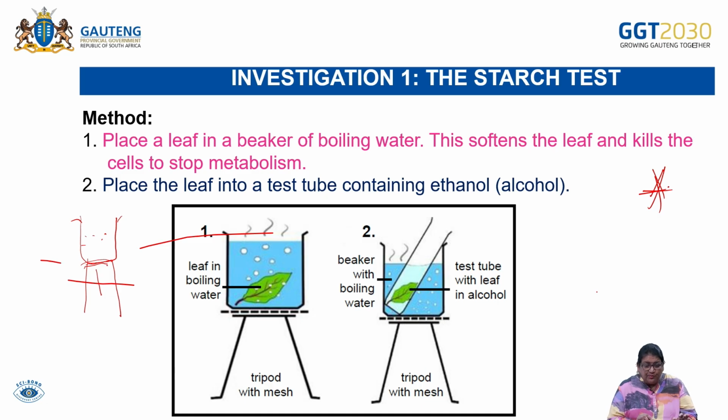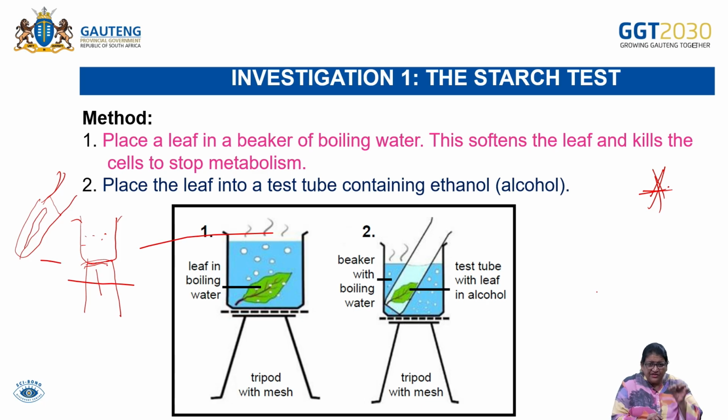Now, once you've boiled this leaf and it's very, very soft, you're going to put it into a test tube like this. Then you're going to fill that test tube with what we call alcohol or ethanol, which is found in the laboratory at your school. You fill the test tube with ethanol until it covers the leaf. Don't fill it too much because ethanol is flammable. So it must just be enough to cover the leaf.